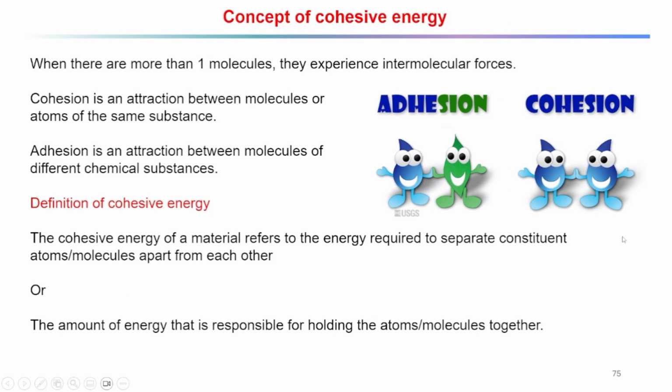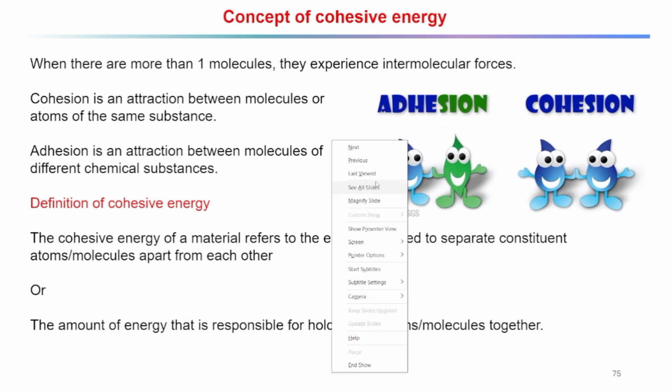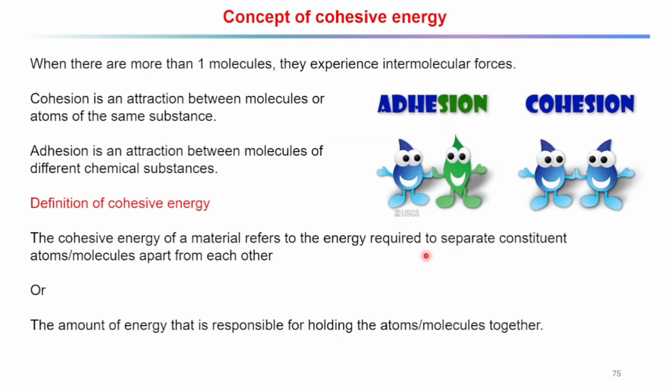First we have to know what a cohesive energy is, what the term means. You can see there are two different molecules. The interaction between two different molecules, here the blue one and the green one, is known as adhesion, or adhesive energy or adhesive force. Whereas the interaction between two similar types of molecules or atoms is known as cohesion.